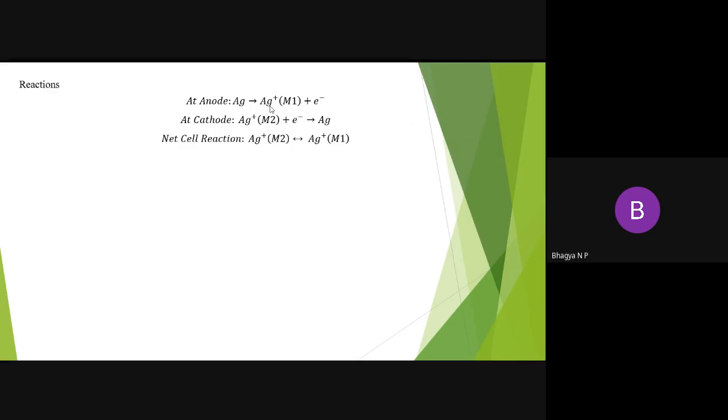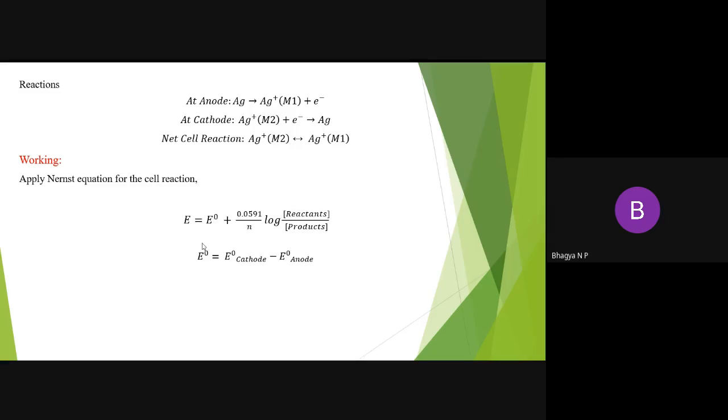For this reaction, we have to apply the Nernst equation. That we call it as working. The Nernst equation for a chemical reaction is E = E0 + 0.0591/n log of concentration of reactants by concentration of products. In this concentration cell, E0 is always 0. Why? Because both the electrodes, anode and cathode, are made up of the same metal. Because of using the same metal, automatically E0 gets cancelled.